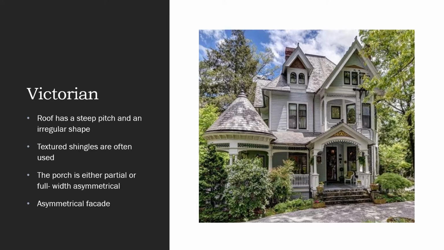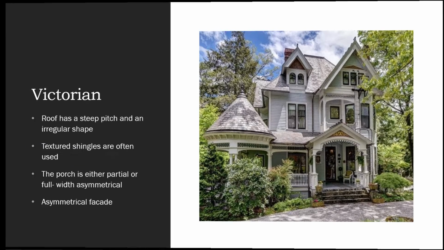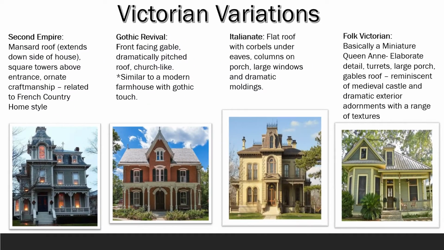The porch is either partial or full width, but it's typically asymmetrical. You can see in the photo here how it has the turret style porch on the left there. And again, it has an asymmetrical facade, unlike Colonial. There are lots of variations with Victorian homes.